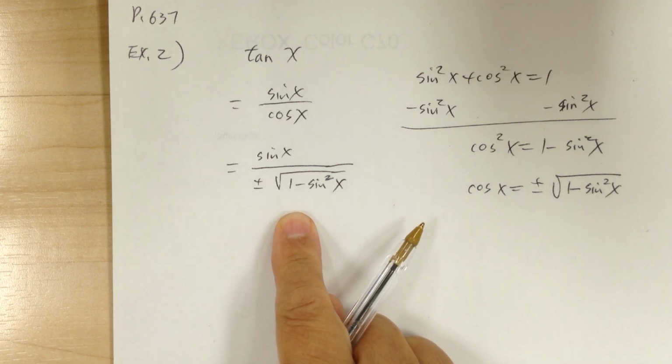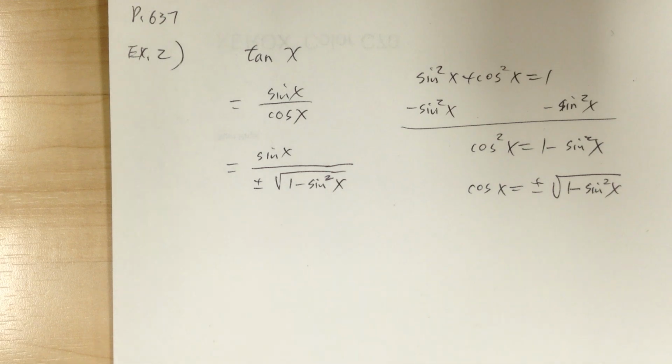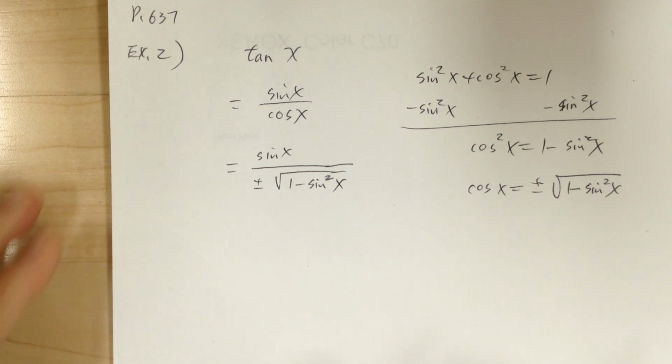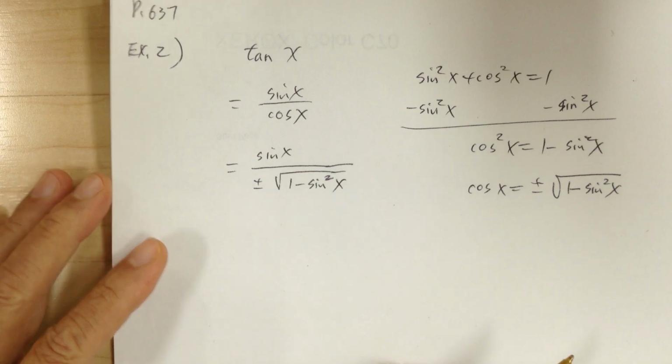So again, the strategy is, if you're not sure what to do, it usually helps if you change everything into sine and cosine, and just go through the list of identities and look for the one that you can use. Okay, let's go to the next one.